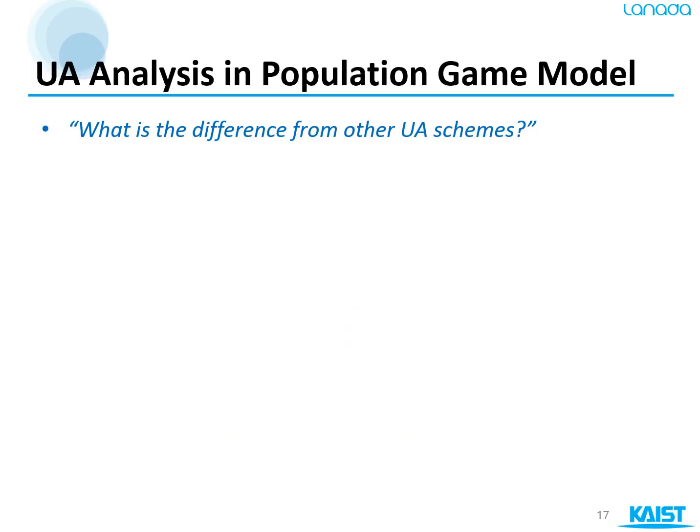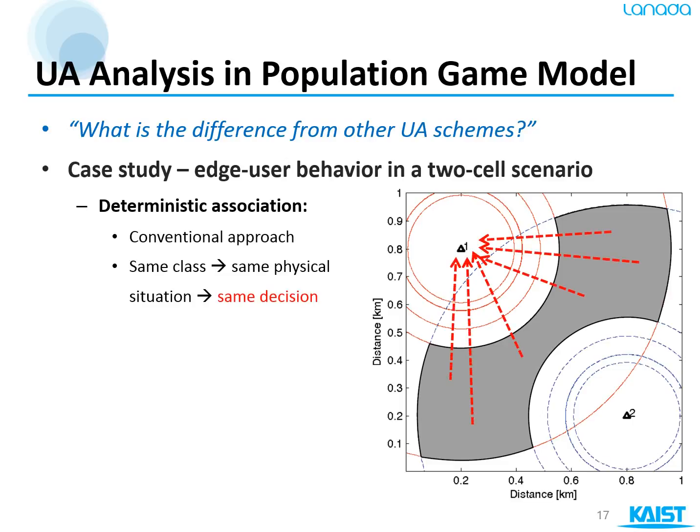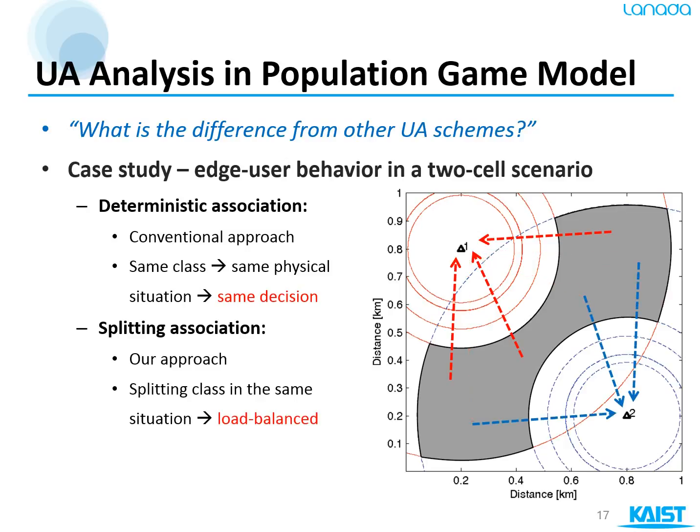The next question is what is the difference from other user association schemes? We can answer this question by investigating a case study, the edge user behavior in a two-cell scenario. The deterministic association scheme is a conventional approach, in which within the same class, the users are in the same physical situation and will make the same decision. However, in our population game modeling, splitting association is allowed, and it can provide additional load balancing characteristics. The Nash equilibrium in our framework can describe this point.